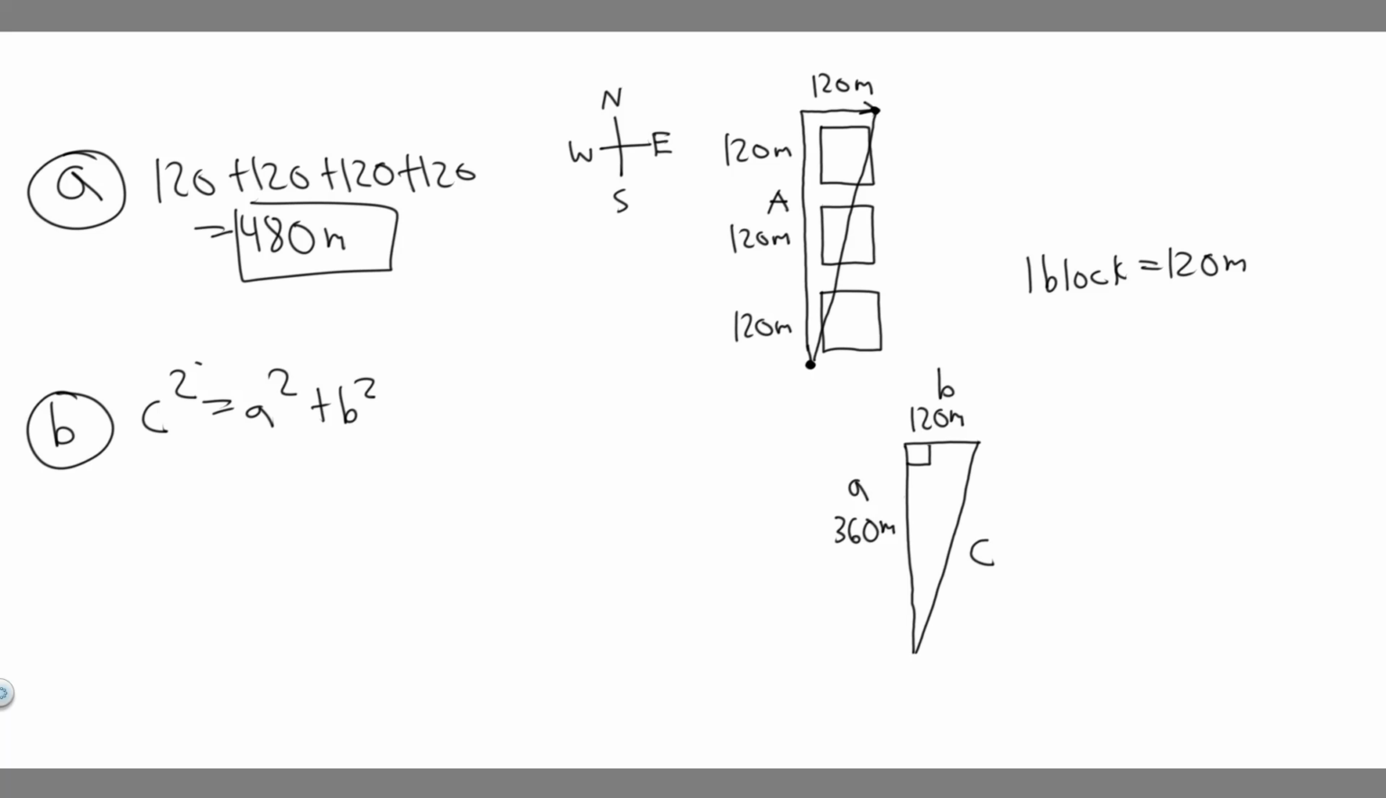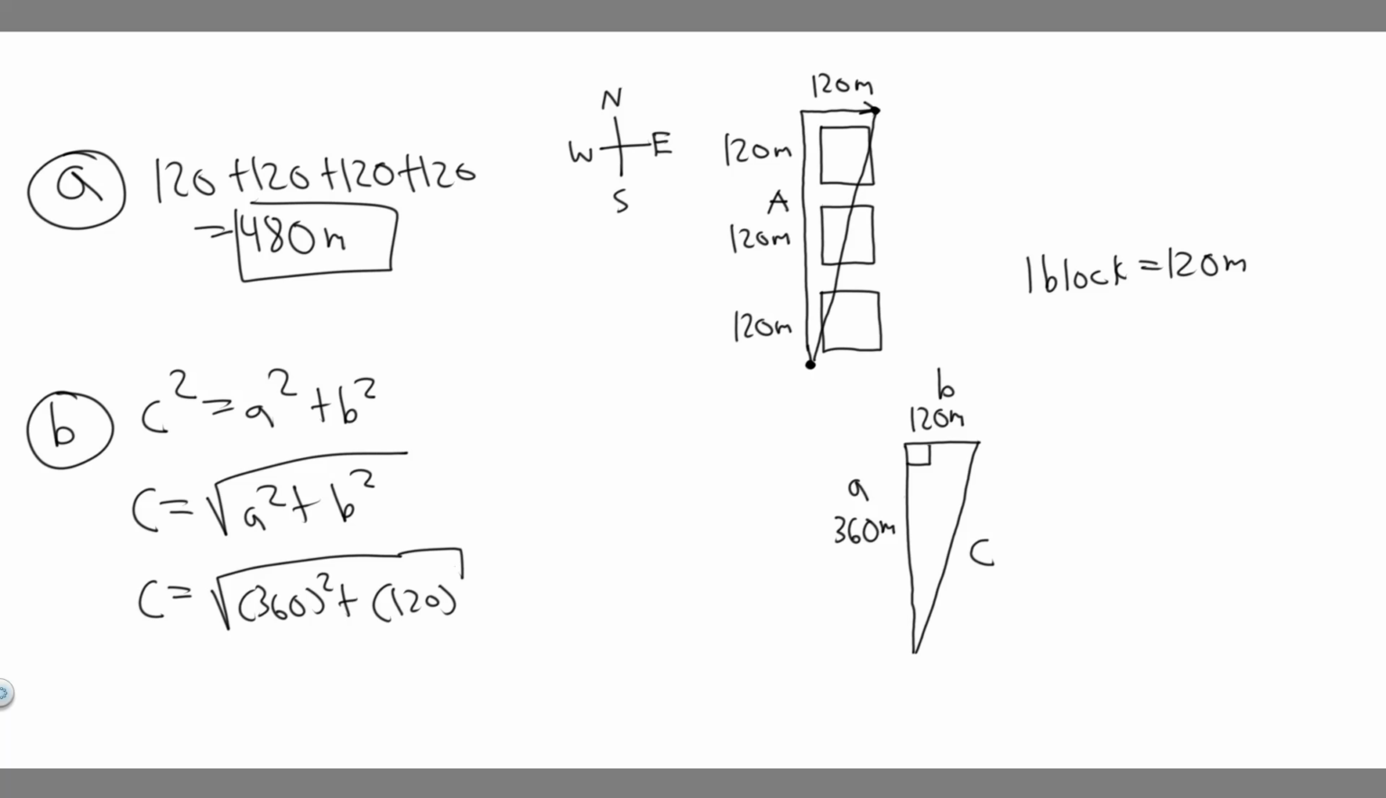So if we want to solve for C, we can take the square root of both sides, right? So C is going to be equal to the square root of A squared plus B squared. Notice we have A and we have B, so we can solve for C by plugging into the formula. So C equals the square root of A squared, which we said was 360, so 360 squared plus B squared, which is just 120. So you want to just plug this in.